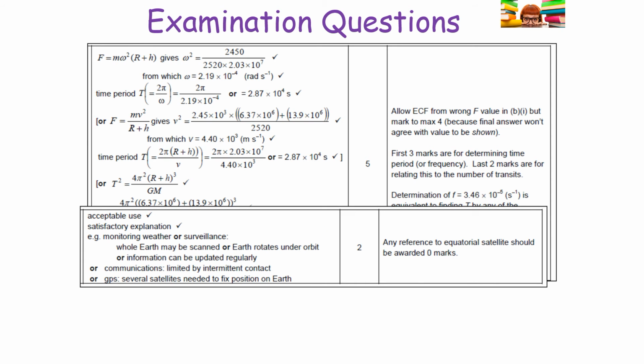Well, it can be used for anything such as monitoring weather or surveillance or GPS or communications. But remember, if you say communications, the issue is it's intermittent contact because it's not always over the same point on the Earth's surface. Or if you're going to use GPS, you would say you need to have several satellites in a network to continually be scanning over the Earth at all times.